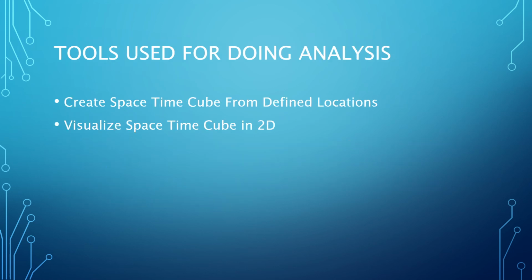Let's talk about the tools used for doing the analysis. We use two tools. One is Create Space Time Cube from Defined Locations. The other one is Visualize Space Time Cube in 2D. The first tool does the analysis, and the second tool is used to visualize the analysis results.